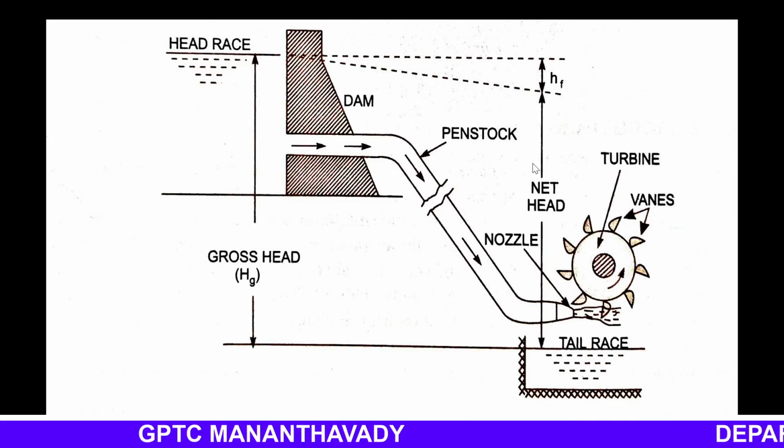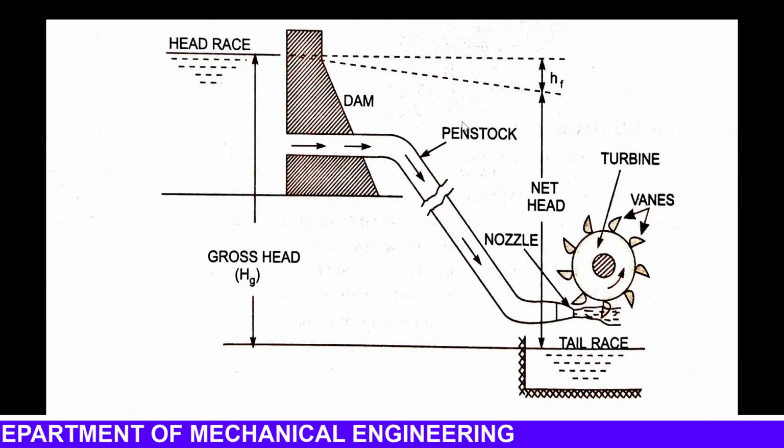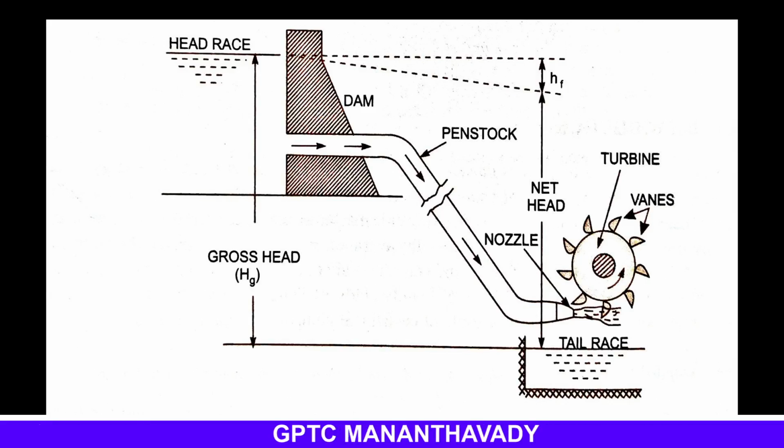The second one is net head. Net head is denoted by the letter H. We can also call it the effective head, and it is defined as the head available at the inlet of the turbine. Gross head is the difference between the head race and tail race, but actually, we won't get this total head.